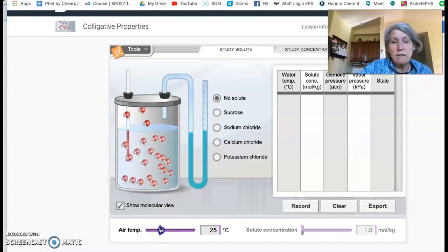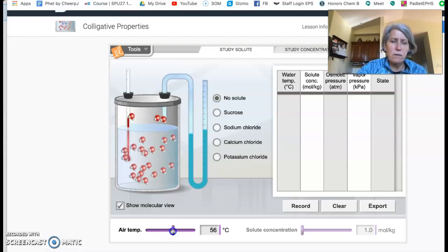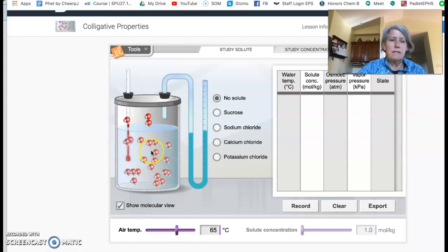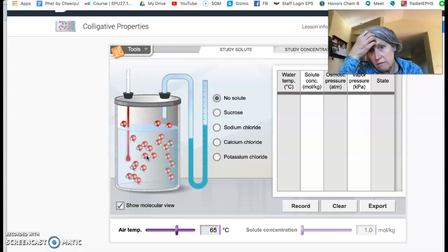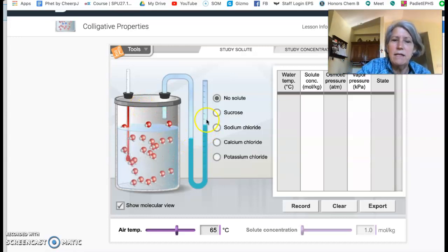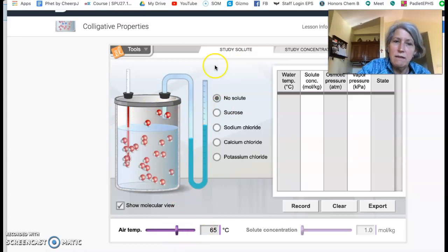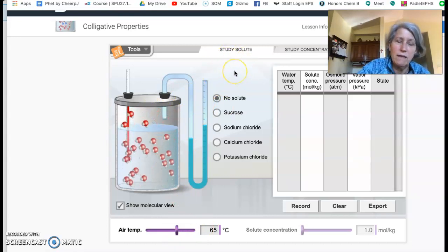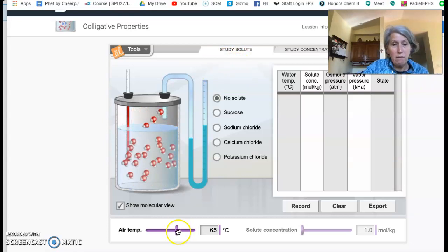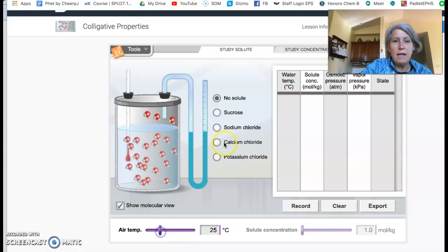If I just increase this a little bit, let's say to about 65 degrees C. What I don't like about this animation is that there should be more water molecules here because the vapor pressure increased, and you can see that the pressure is actually higher. When we go to boiling, it will actually be equal to the atmospheric pressure, and that's what does cause boiling, okay?